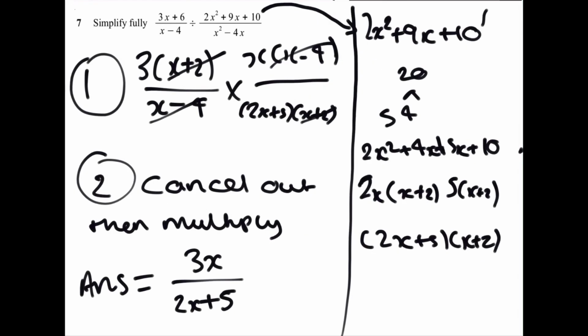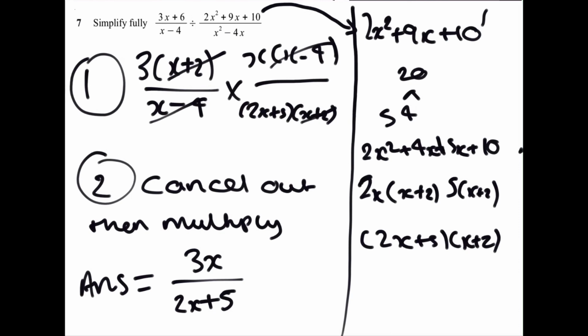So this is part 2 where we look at the more complicated questions. So we're being asked to simplify fully 3x plus 6 over x minus 4 divided by 2x squared plus 9x plus 10 over x squared minus 4x. So again, the first step, like always, is that we need to first factorize our denominator and our numerator.